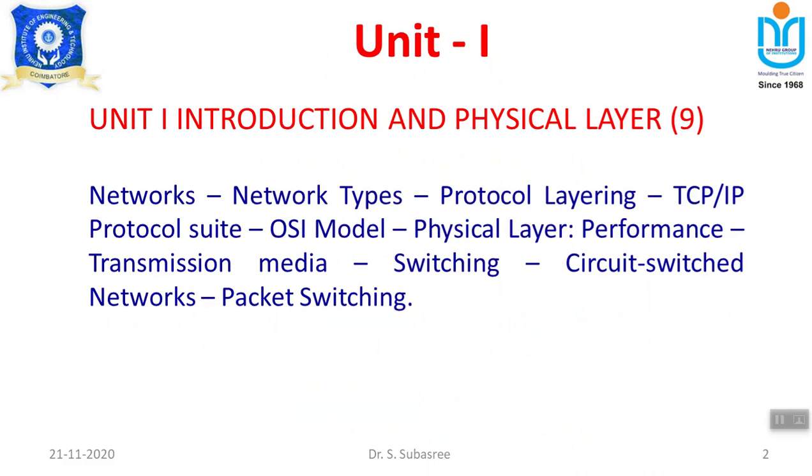Before going to discuss the MCQ questions, we will discuss what are all the topics available under Unit 1. It consists of networks, types of networks, what is protocol layering, and what is the meaning of the TCP/IP protocol suite and the OSI model. As far as the physical layer is concerned, it deals with performance and transmission media. Under switching, we are going to discuss two different types: one is circuit switching network, and another one is packet switching network. So these are the topics which come under Unit 1. We will discuss them briefly, and then we will discuss the MCQ related to this unit.